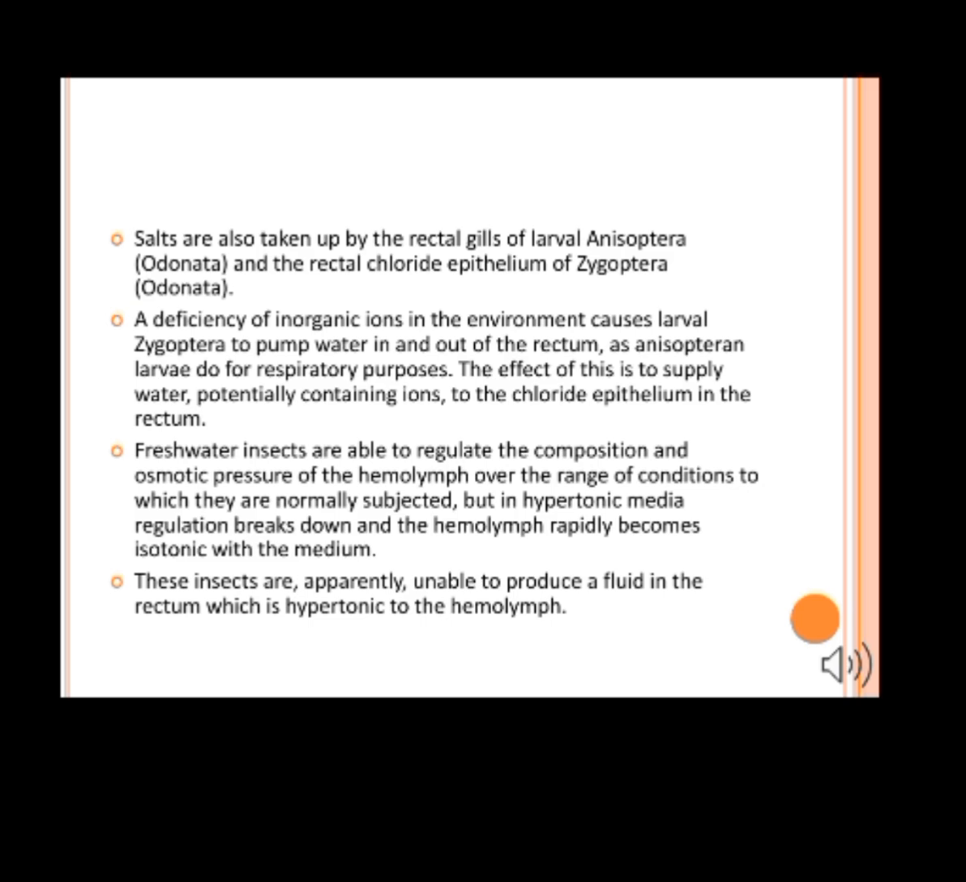Freshwater insects are able to regulate the composition and the osmotic pressure of hemolymph over the range of conditions to which they are normally subjected. In a hypotonic medium the regulation breaks down and the hemolymph rapidly becomes isotonic with the surrounding medium. These insects are apparently unable to produce a fluid in the rectum which is hypertonic to the hemolymph.